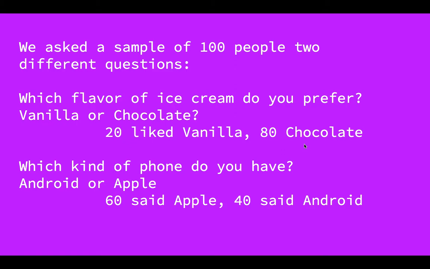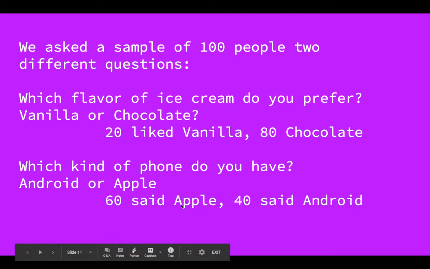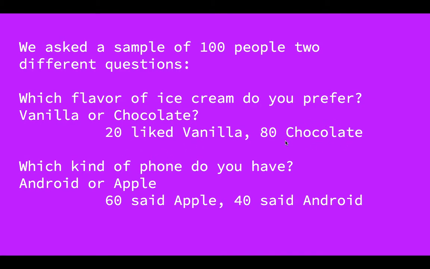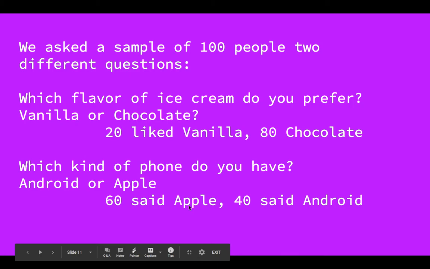This mouse is going to have to be my stand-in for talking with my hands. Which kind of phone do you have, Android or Apple? 60 people said Apple. 40 people said Android. Great. So if we're doing frequencies, we'd know 20% of people liked vanilla, 80% of people liked chocolate, 60% of people said Apple, 40% of people said Android.